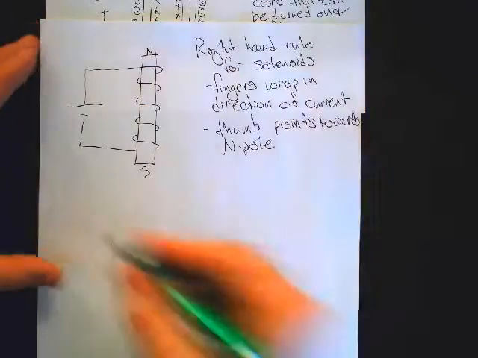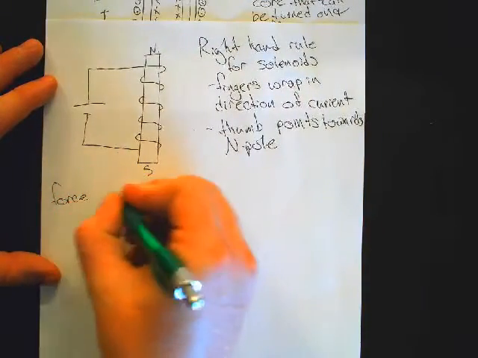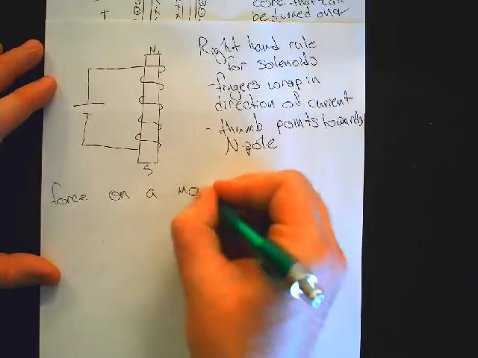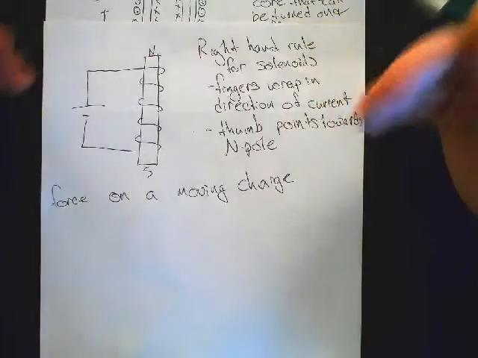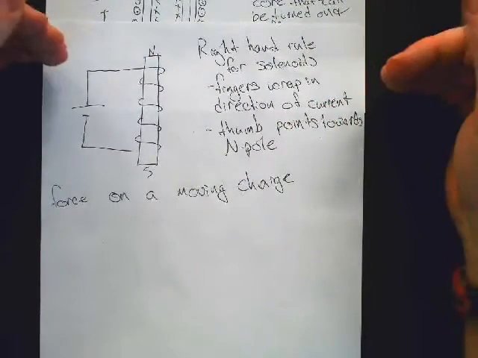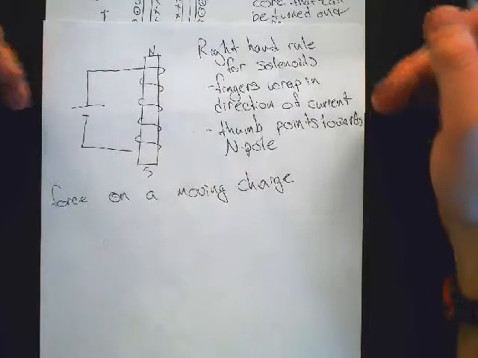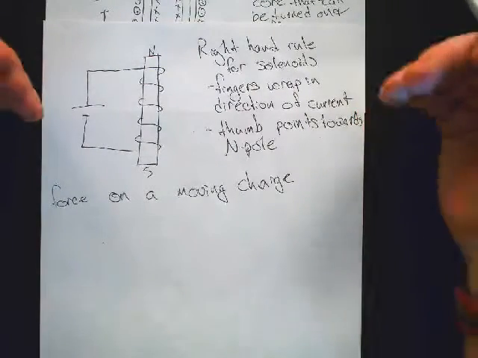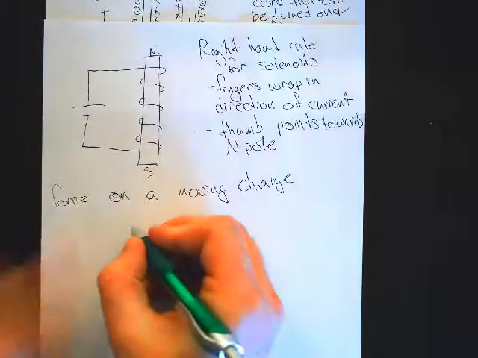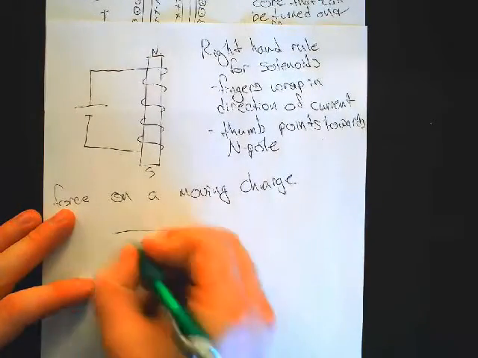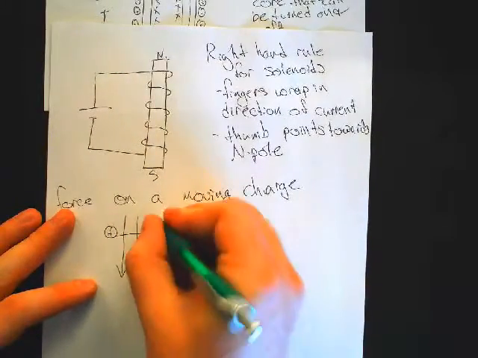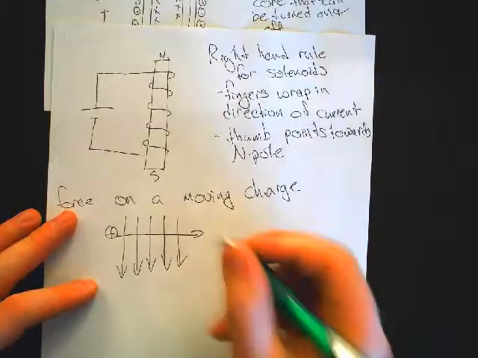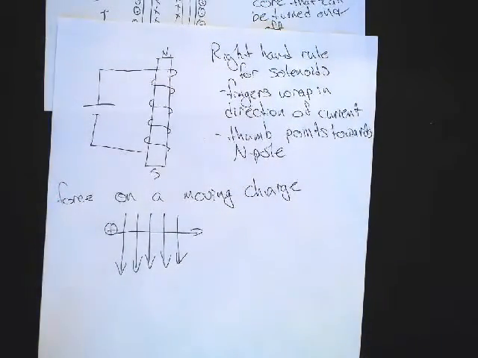All right. So next is force on a moving charge. Since a moving charge creates a magnetic field, if we have a moving charge in a magnetic field, those two magnetic fields should interact to exert a force on the moving charge. So if we've got a moving charge here, and let's just say it's some positive charge, and I've got a set of magnetic field lines just pointing in this direction, we can determine the direction that this charge will feel force based on yet another right-hand rule.